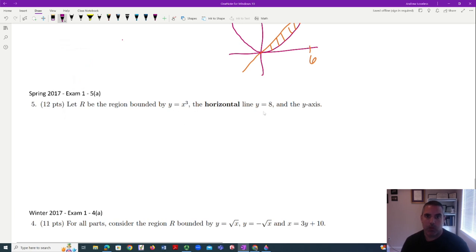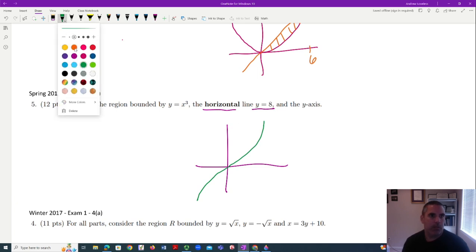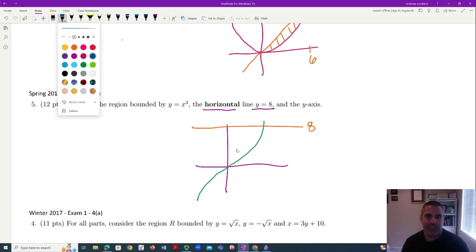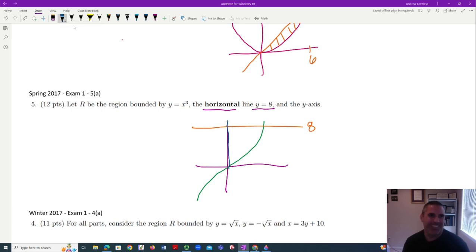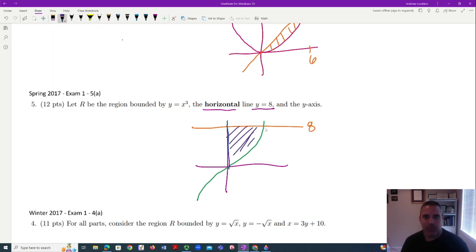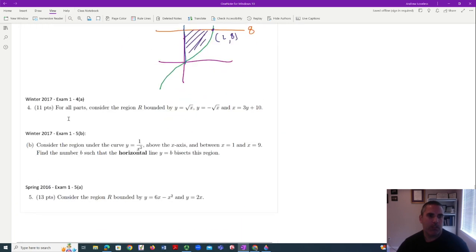Anyways, so we have a horizontal line. This time I said horizontal because too many students were making mistakes. We have the cubic graph. We have the horizontal line, y equals 8. And we have the y-axis. You don't have to make sound effects. That's fun. And then we'll get this area. Might be nice to know where that point is. I know the y-coordinate is 8. Just need to know what the x-coordinate is. So it's got to be 2. Done. I think everybody can do this.